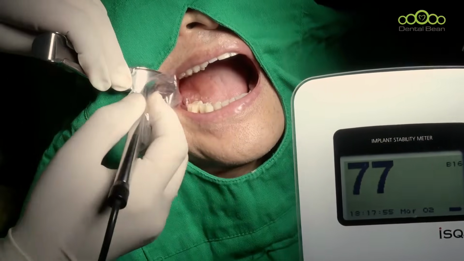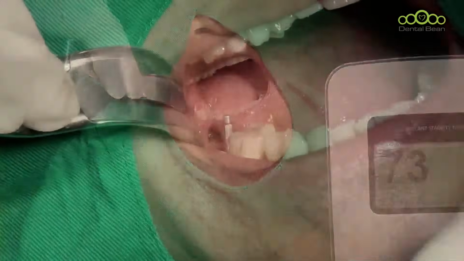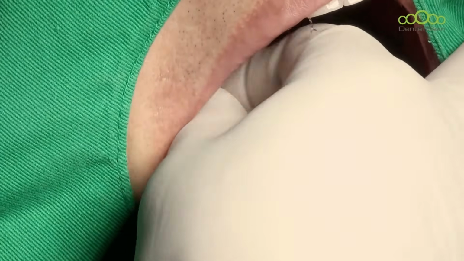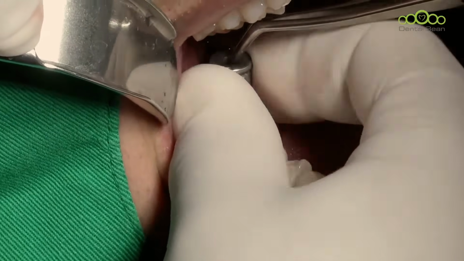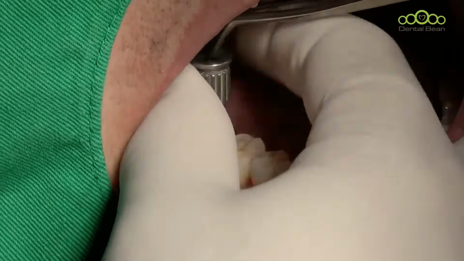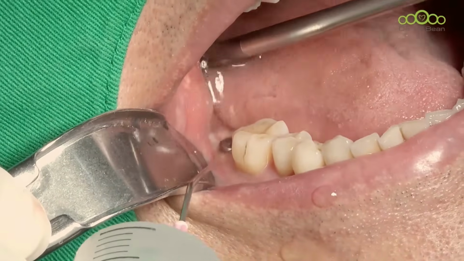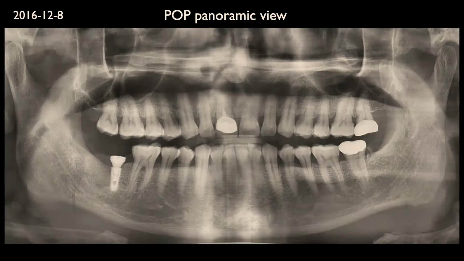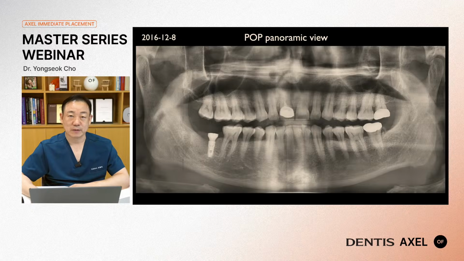So I check the ISQ value, to look for enough ISQ value. Then I can finish the surgery, connecting the healing abutment. Okay, this is the panoramic image, and the implant is well placed. I like the position, the path angulation and the depth of this implant.